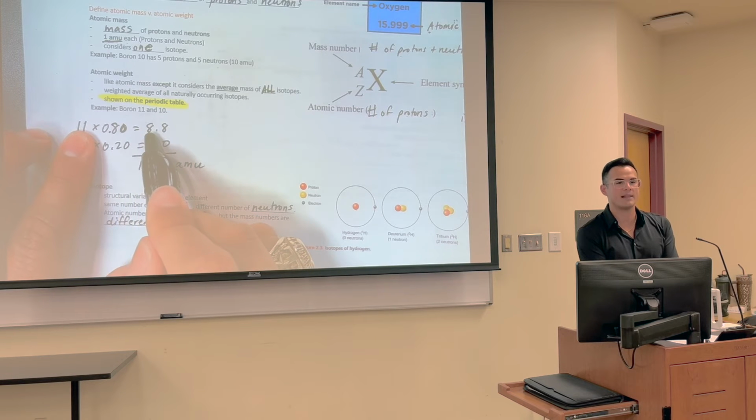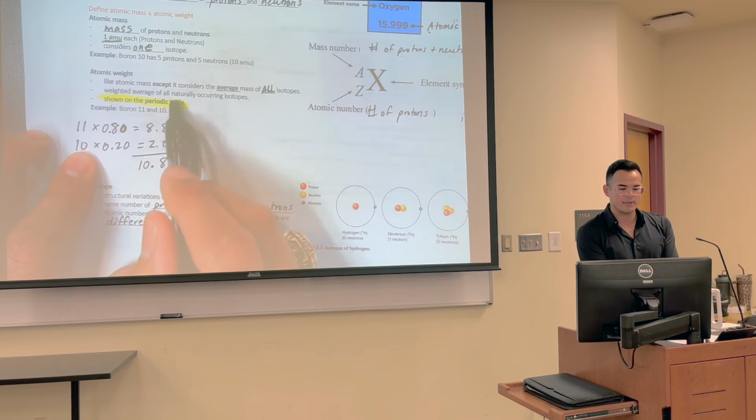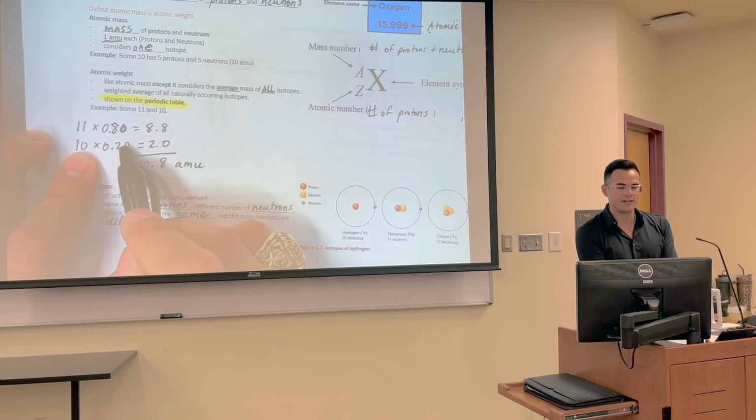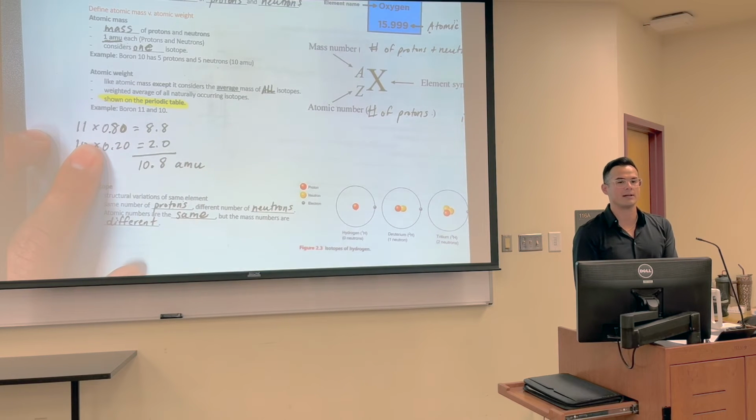So we just multiply that to get 8.8. And then for boron 10, we just multiply the rest of it, right? 20% of it is going to be boron 10. So then you just multiply and then add these 2 variables together.